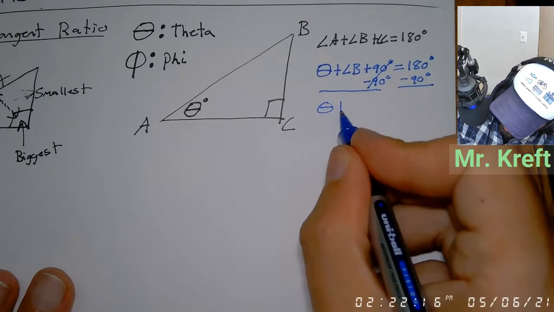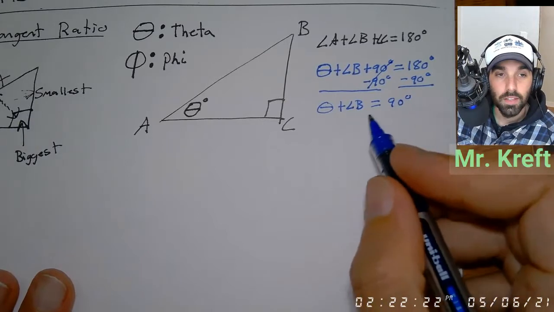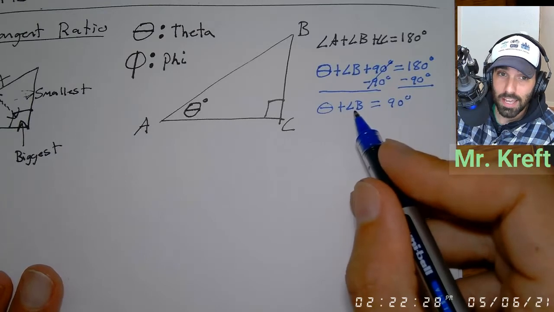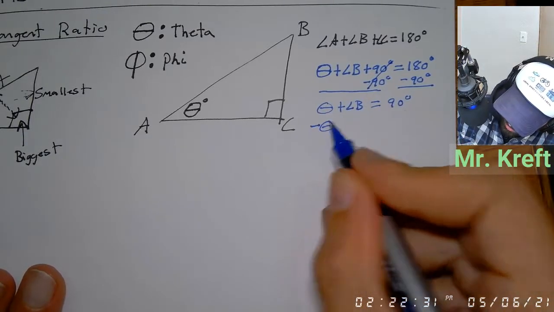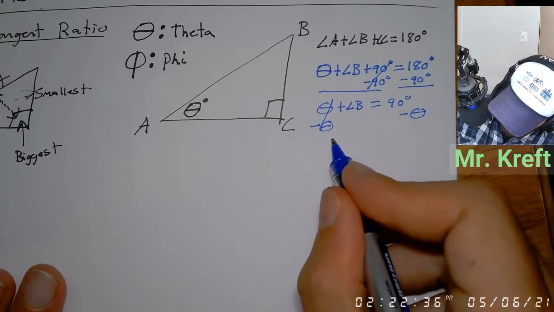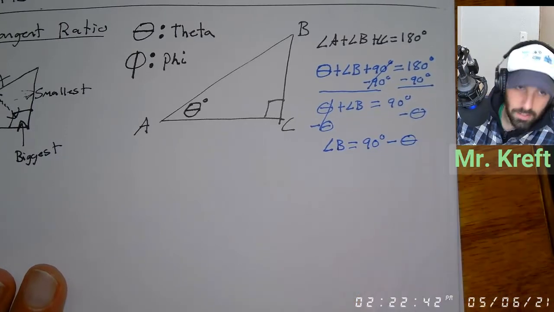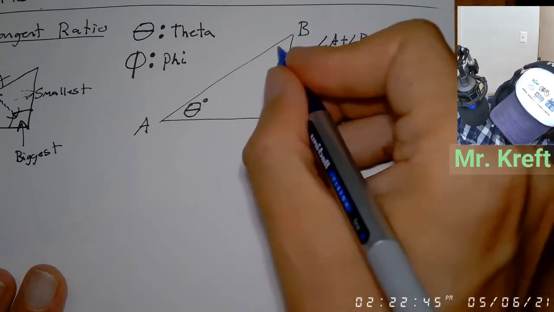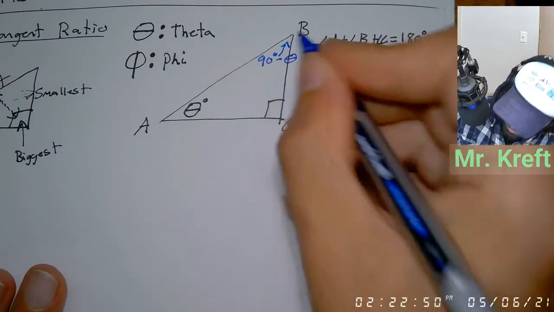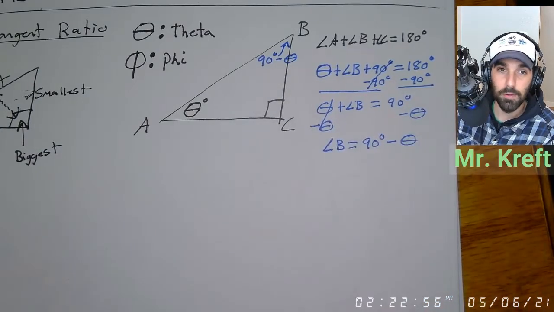Okay. So I got theta plus angle B equals 90 degrees. Now notice here, I have the opportunity to solve for angle B. To do that, I'm going to subtract theta from both sides. So I end up with angle B equals 90 degrees minus theta. So right here, I can write this angle up here is 90 minus theta, and that's this angle right there.